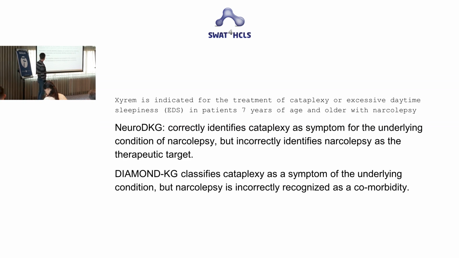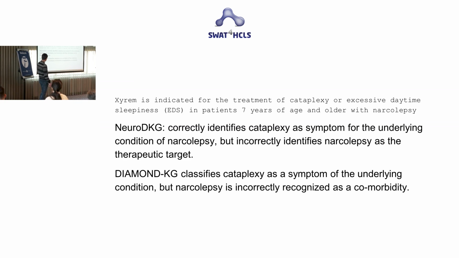So NeuroDKG correctly identifies cataplexy as a symptom of the underlying condition, but incorrectly identifies narcolepsy as the therapeutic target, right? And there's this semantic difference that we really wanted to establish, where you have symptomatic relief versus treating the underlying condition.